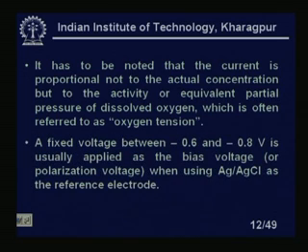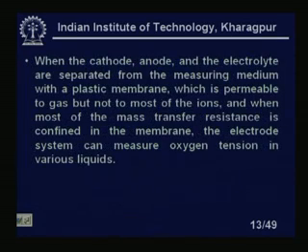A fixed voltage between 0.6 to 0.8 volt is usually applied as the bias voltage or polarization voltage when using silver chloride as a reference electrode, right. When the cathode, anode and the electrolytes are separated from the measuring medium with a plastic membrane which is permeable to gas, but not to most of the ions, and when most of the mass transfer resistance is confined in the membrane, the electrode system can measure the oxygen tensions in various liquids.